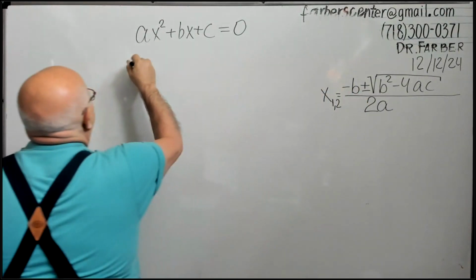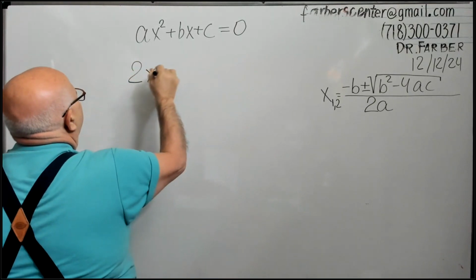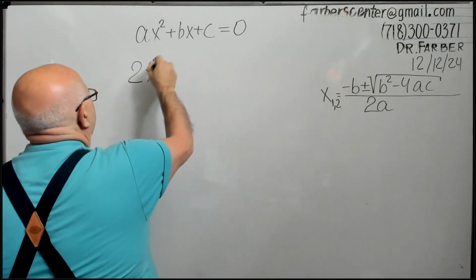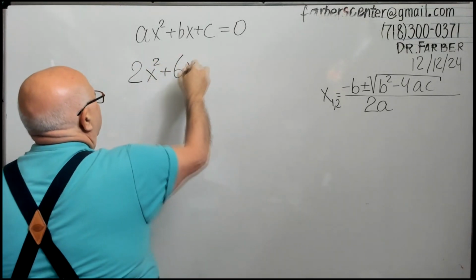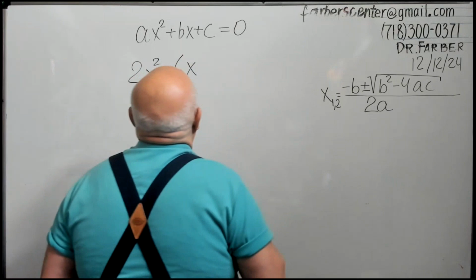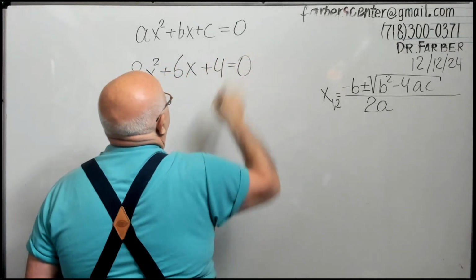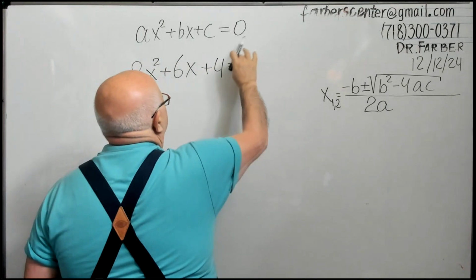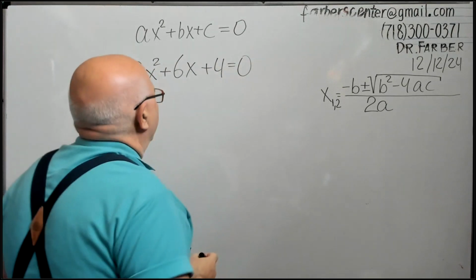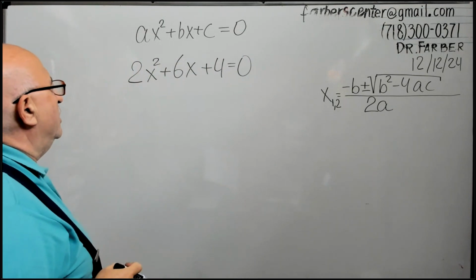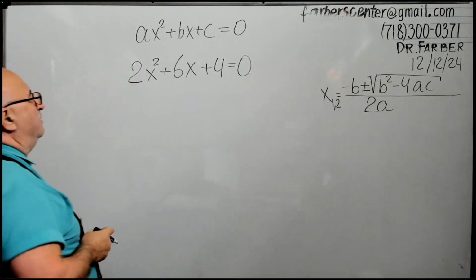For instance, 2x squared plus 6x plus 4 equals 0. Definitely you can use the quadratic formula for this. But take a look, there's another, faster way.